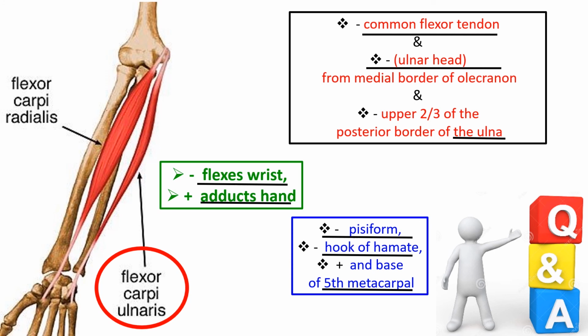Now, the rest of the muscles of the forearm, the middle and the deep, and the extensor compartment of the forearm will be studied in the musculoskeletal system. And at this point of time, the muscles of the arm, anterior and posterior, and the superficial muscles of the anterior compartment of the forearm are enough at this point of time.